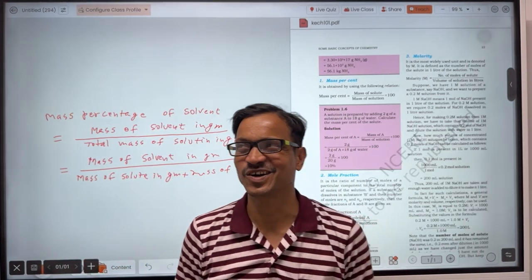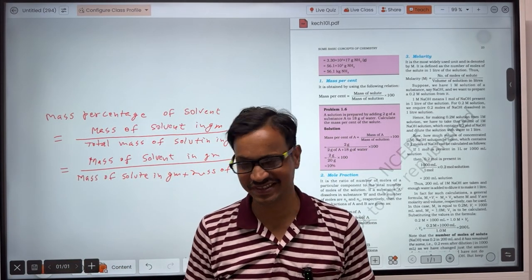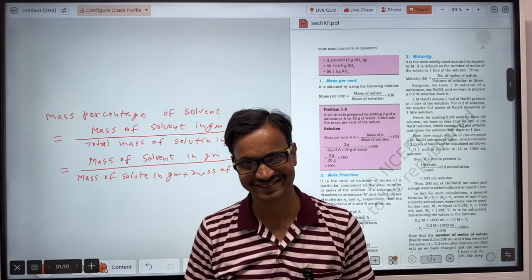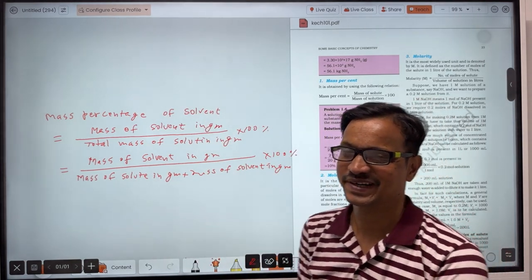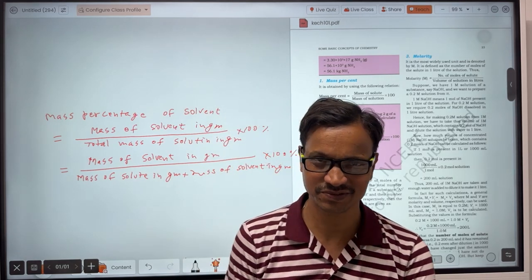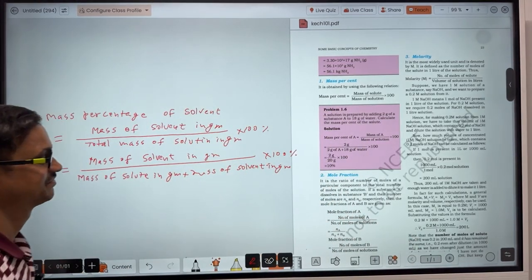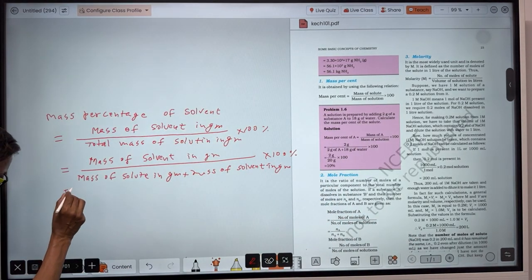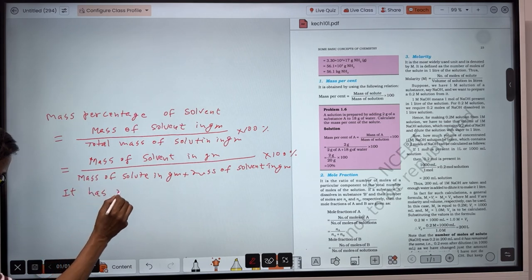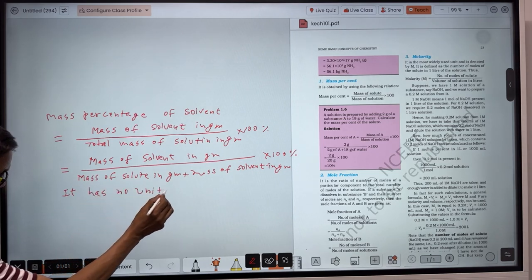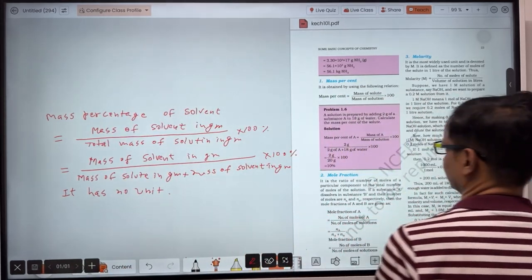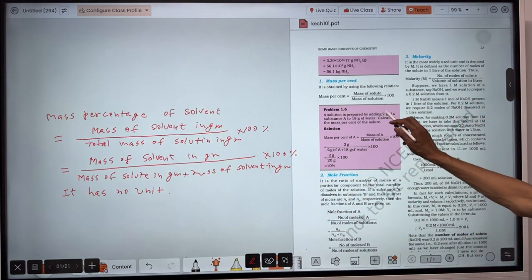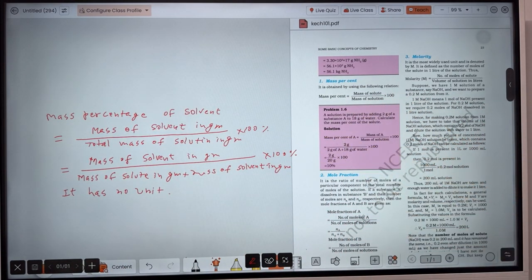Okay guys, now predict what will be the unit of mass percentage. Here gram will cancel out. So when gram cancels out, it will have no unit. Listen now, this one was about the concept.